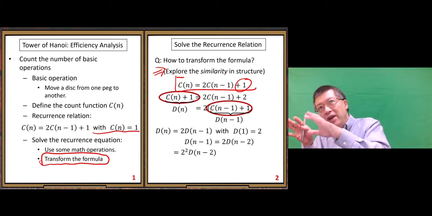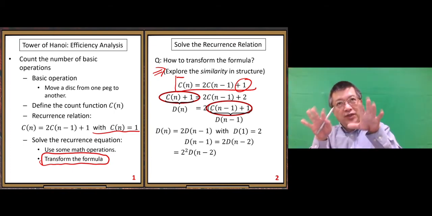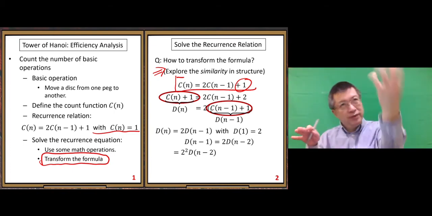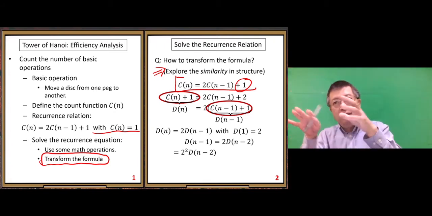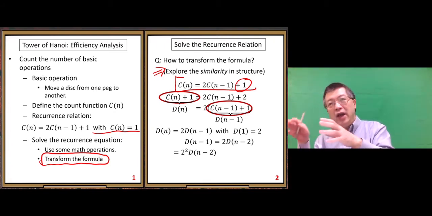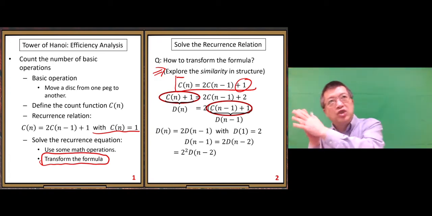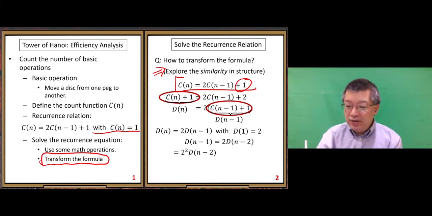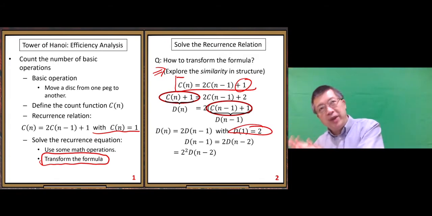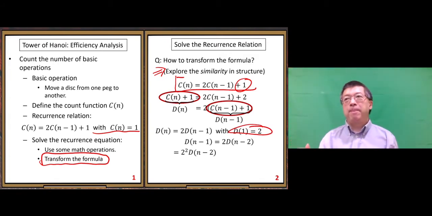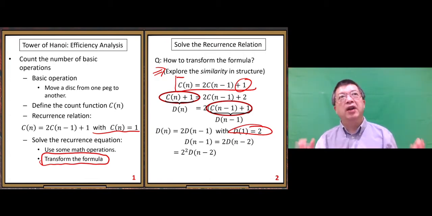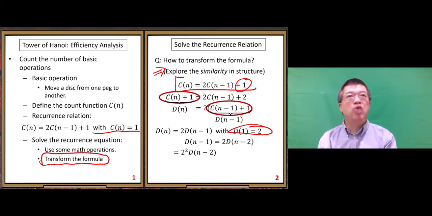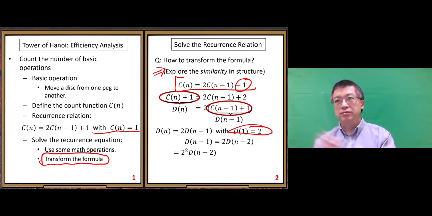Can we do another time? D of n minus 2, can we use d of n minus 3 to represent it? Another time, again and again, finally we can reach the base case. But for this step, many of you, I feel, may get lost. How can you keep track of all the intermediate steps? It's not that easy.